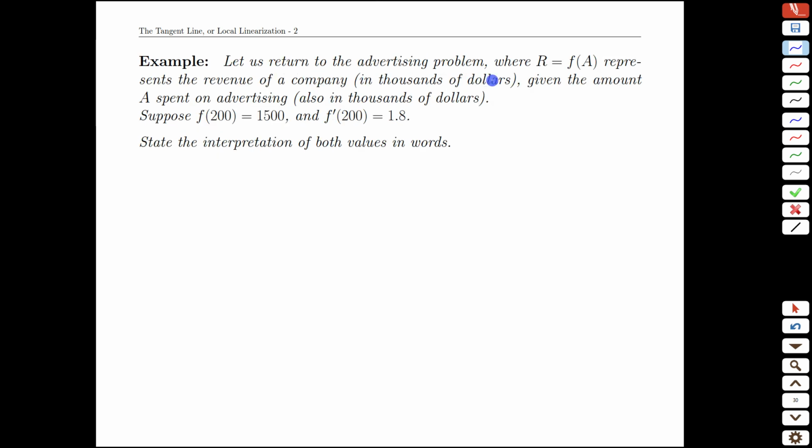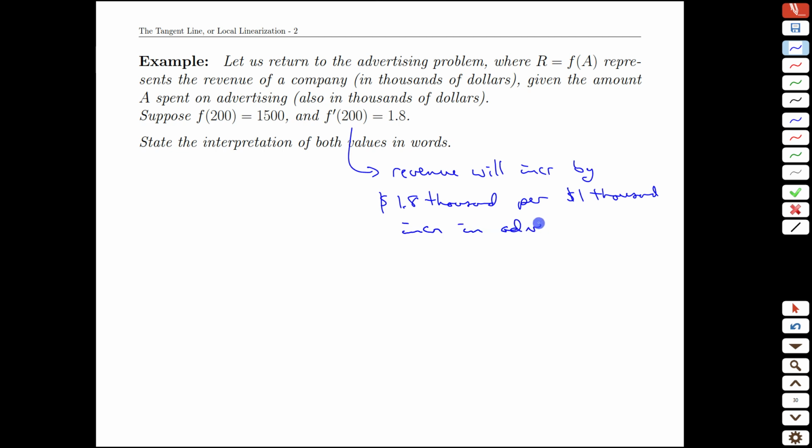Returning to the advertising problem we've seen earlier, where revenue is a function of the advertising spend, with all the units being thousands of dollars, then we had an earlier statement we've analyzed, which was f prime of 200 equals 1.8, and that stated that the revenue will increase by $1.8 thousand per $1,000 increase in advertising spending, or an advertising period.